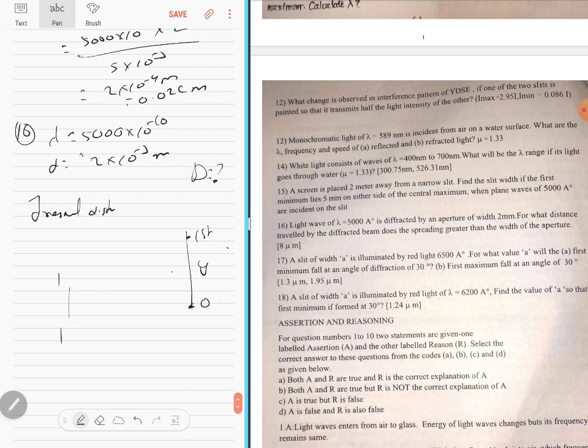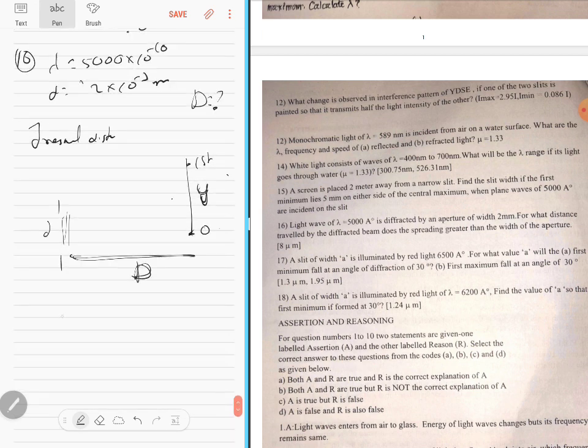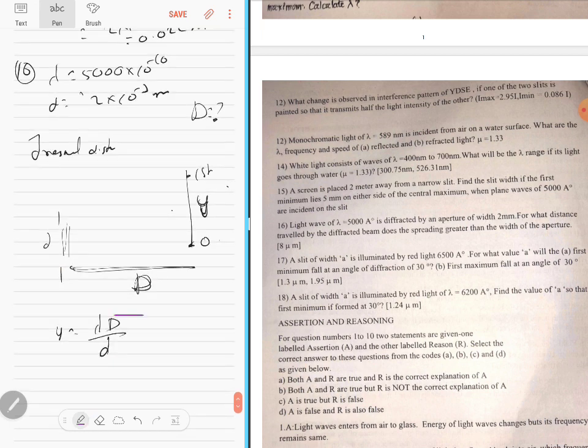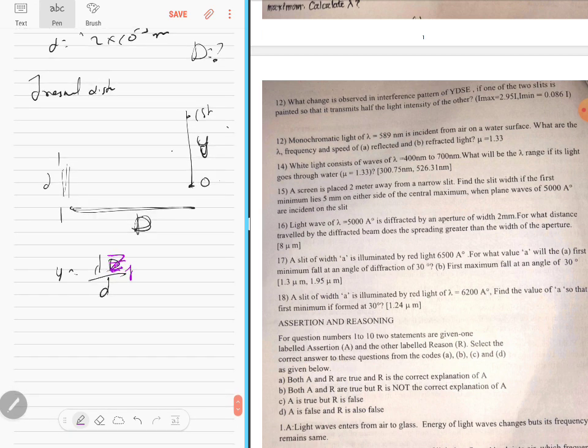Or in other words, the screen's position, the capital D, should be such that this y and this small d are the same. You know that y is equal to lambda into capital D by small d, where you replace the capital D with the Fresnel distance ZF, the first minima's position. That can also become d, because the first minima should be of the same order as the slit width d. So ZF is equal to d square by lambda.